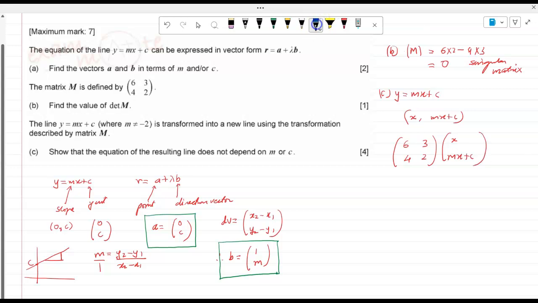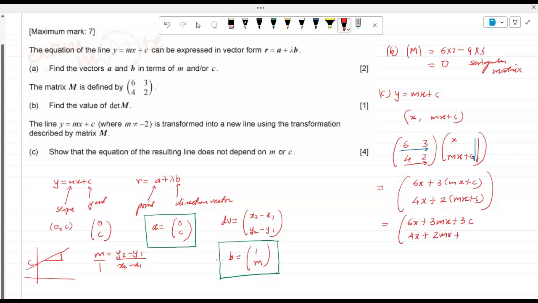Now you do row multiplied by column. This row multiplied by this column. So that is 6 into x plus 3 into mx plus c. Correct? And what will the next one be? Multiply this again by this. So 4 into x plus 2 into mx plus c. So that's your 6x plus 3mx plus 3c. This is 4x plus 2mx plus 2c.